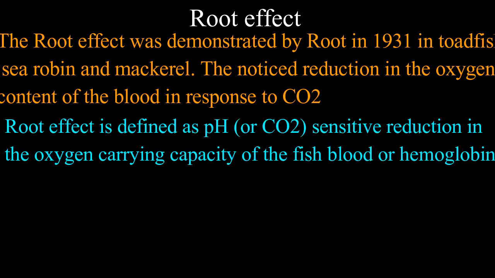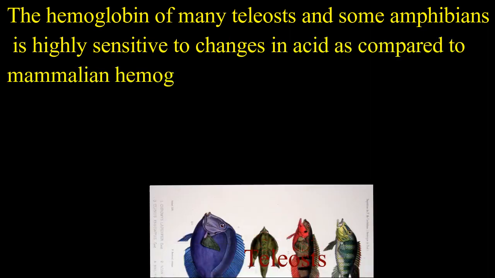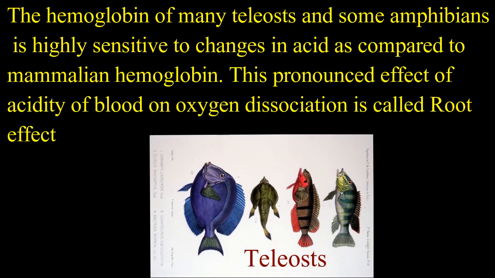The Root effect is defined as pH or carbon dioxide sensitive reduction in the oxygen carrying capacity of the fish blood or hemoglobin. The hemoglobin of many teleosts, that is bony fishes, and some amphibians, is highly sensitive to changes in acid as compared to mammalian hemoglobin. This pronounced effect of acidity on the oxygen dissociation curve is called the Root effect.